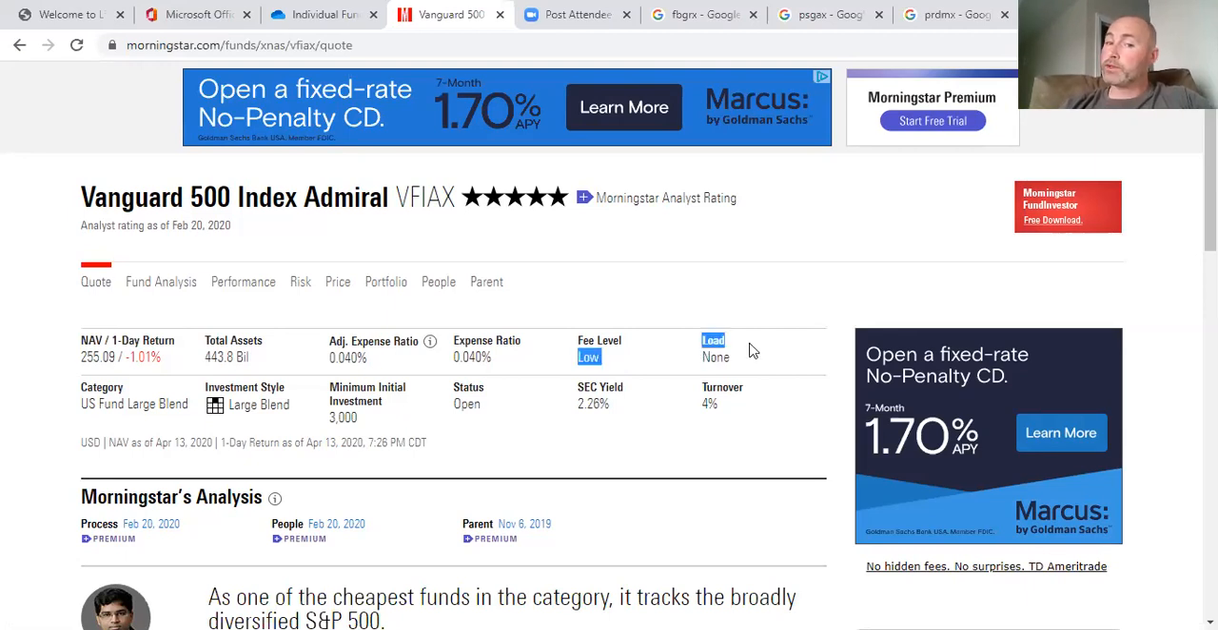And then the other thing I told you to look at yesterday, right here, is load. The load says none. There's no sales commission, so every time you buy this, nobody's touching your money. No load is a beautiful thing, or a very low load is a nice thing when you're looking at mutual funds.